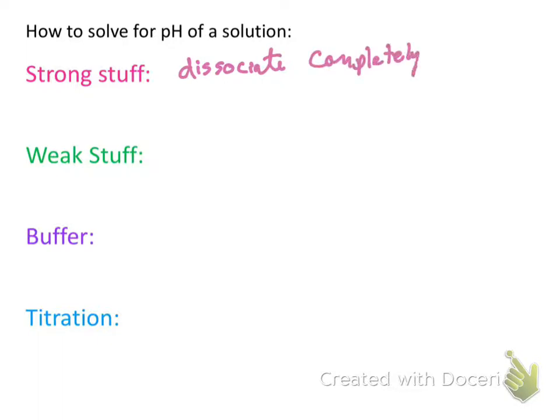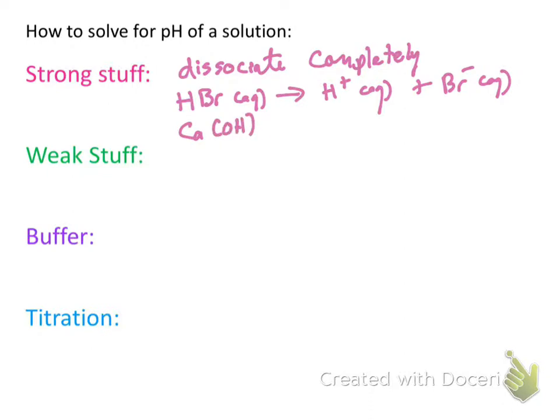So for example, if we have HBr, we're going to break it apart completely into H plus and Br minus. So you can use the concentration directly to find the concentration of the H plus in the hydronium here. If we have a strong base, like calcium hydroxide, for example, then we need to be a little bit more judicious with how we do this.